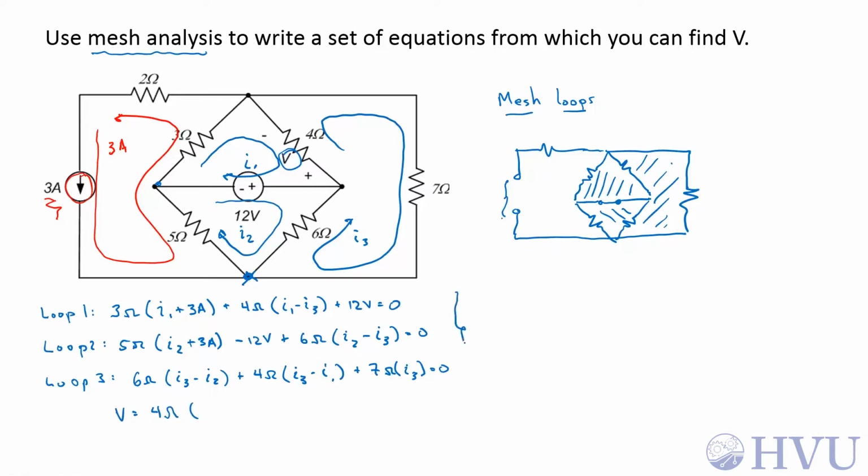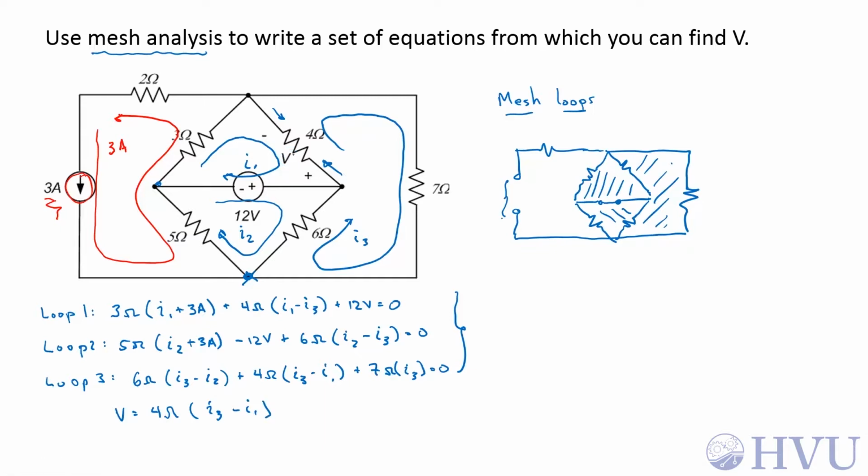Now, in all of these up here, for any given loop, I've assumed that the loop that I'm following enters the positive voltage terminal. I can make that choice arbitrarily. For finding V, though, I have to stick with the polarity that's assigned in the problem. So V is 4 ohms times I3 is entering the positive terminal this way, and I1 is entering the negative terminal. There's my 4 equations and 4 unknowns.